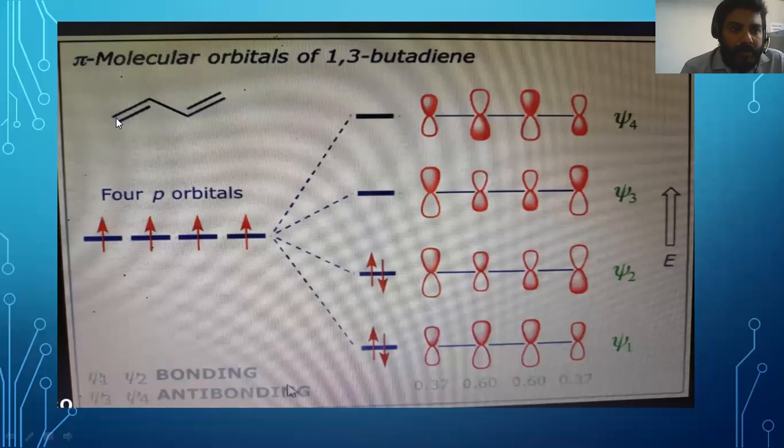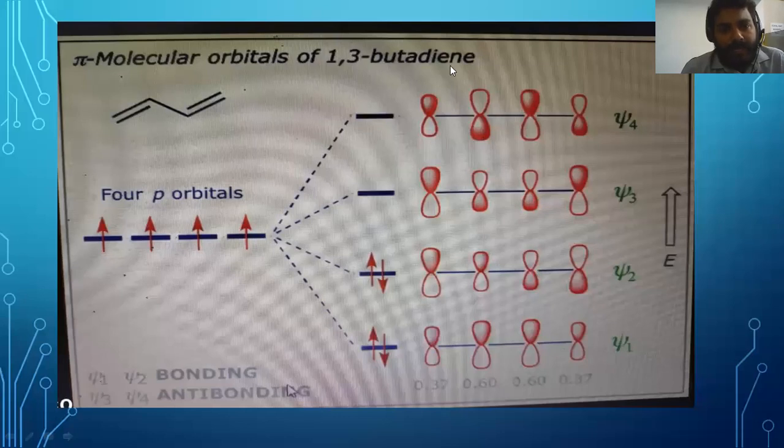How many carbons are in 1,3-butadiene? Buta means 4. Ene means double bond. Butadiene: 1, 2, 3, 4. 4 carbons are there. How to split the electrons, the 5 molecular orbitals, in 1,3-butadiene. That is the topic.